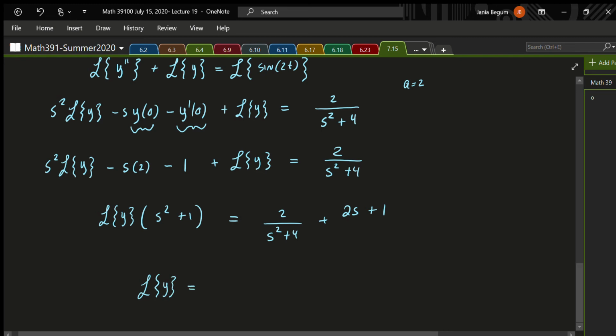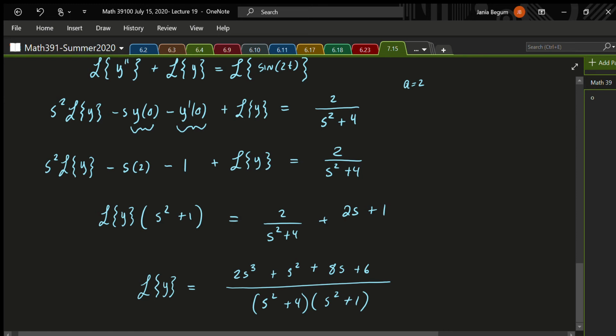If I were to combine these terms on the right side, I would have to put them over a common denominator, right, from algebra. So you would get 2s cubed plus s squared plus 8s plus 6, all over s squared plus 4, and then divided by s squared plus 1, so that also goes here. So that's what it comes down to.